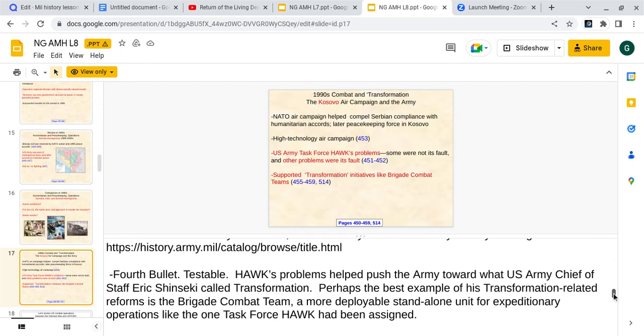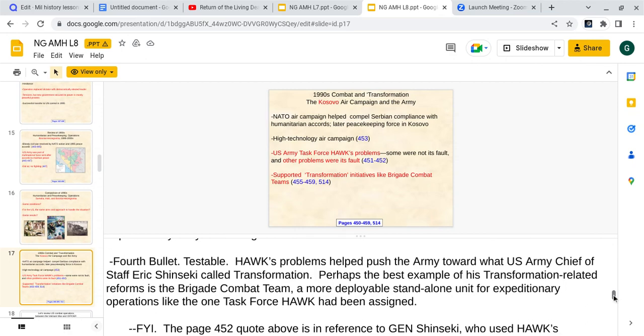For the fourth bullet, Hawk's problems helped push the Army toward what the U.S. Army Chief of Staff called transformation. Perhaps the best example of his transformation-related reforms is the Brigade Combat Team, which is a more deployable standalone unit for expeditionary operations like the one Task Force Hawk had been assigned.